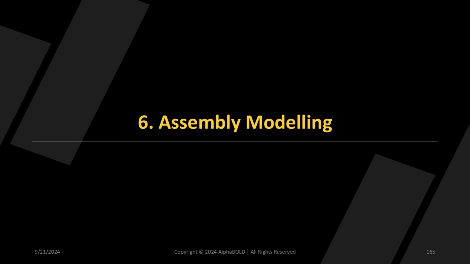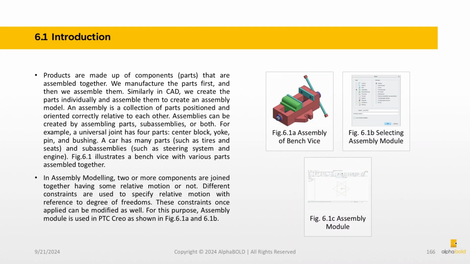Assembly modeling. Products are made up of components, parts, that are assembled together. We manufacture the parts first, and then we assemble them. Similarly, in CAD, we create the parts individually and assemble them to create an assembly model.